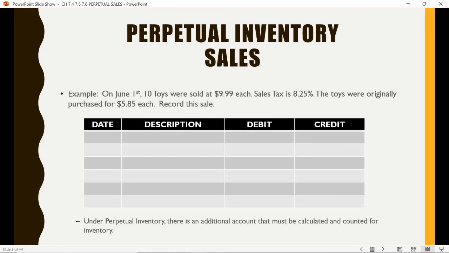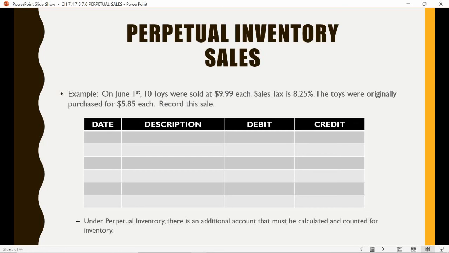Okay. So we've seen this before in chapter 6, where we need to introduce how we got the money, we just increased the sale, and we're going to be introducing sales tax. Okay, so in this case, on June 1st, 10 toys were sold at $9.99 each. Sales tax is 8.25%. And of course, the toys were originally purchased for $5.85 each, okay?